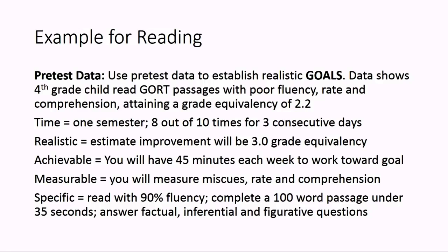Achievable, you'll have 45 minutes each week to work towards the goal. Measurable, you will measure miscues, rate, and comprehension. So specifically, he'll read with 90% fluency, complete a 100-word passage under 35 seconds, and answer factual, inferential, and figurative questions.